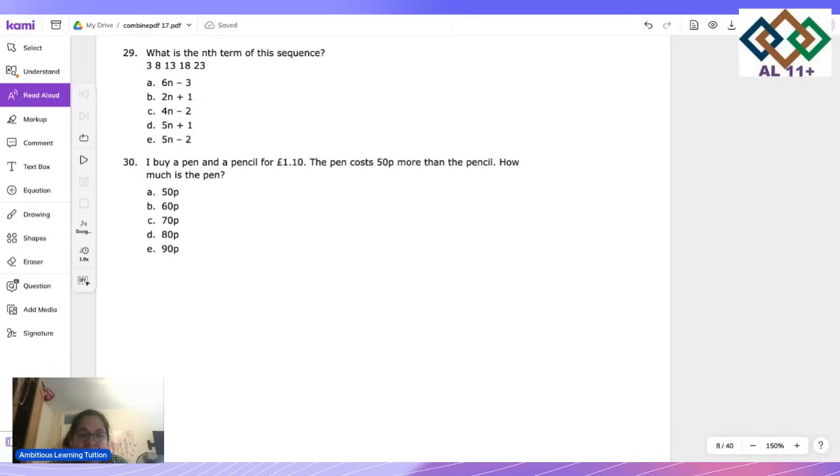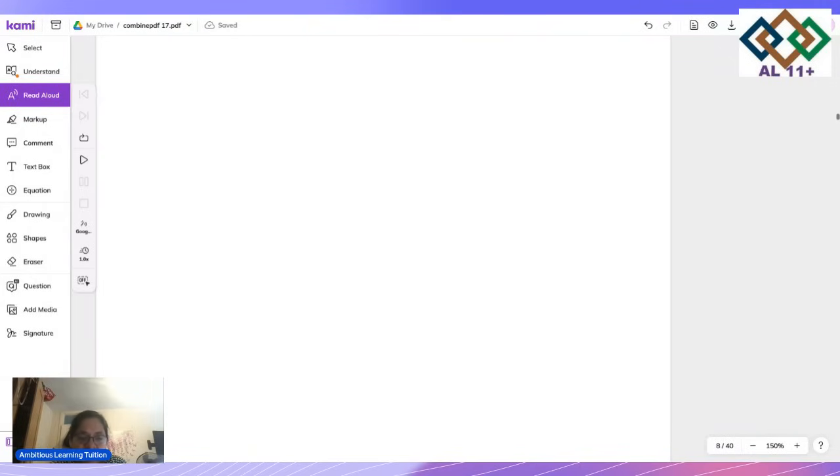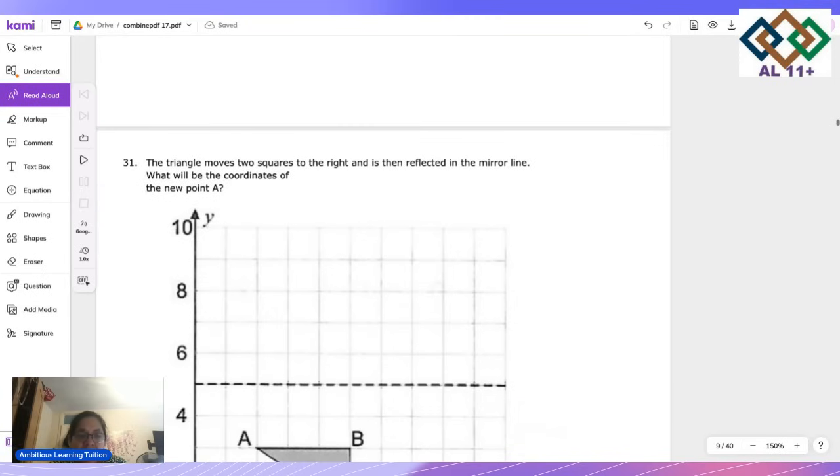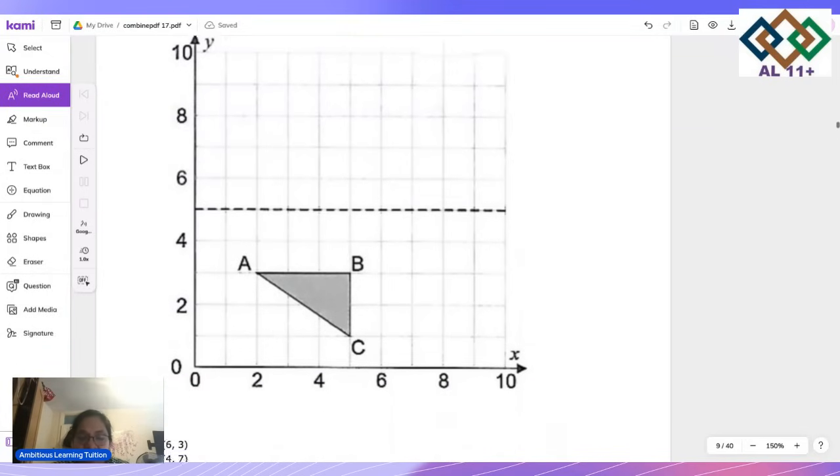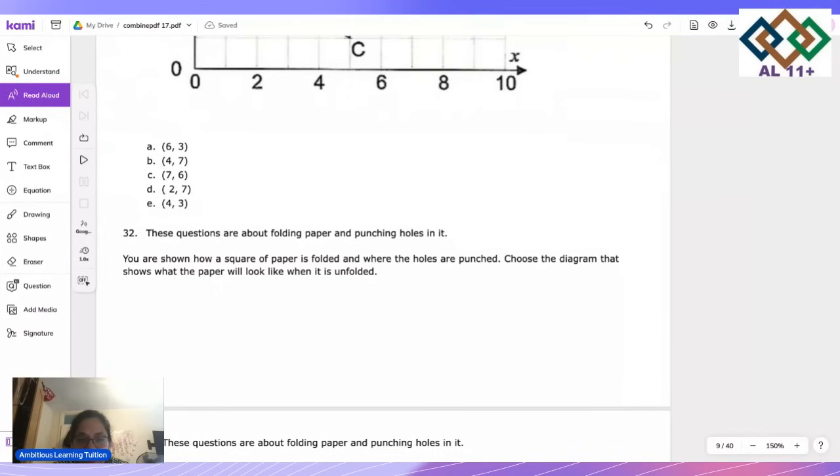I buy a pen and a pencil for £1.10. The pen costs 50p more than the pencil. How much is the pen? So you need to find that. And then you have something which is like the triangle moves two squares to the right and is reflected in the mirror line. What will be the coordinates? Coordinates is something I've seen that you guys have not done. So try doing the coordinates. The new point is A. So you need to find the coordinates.